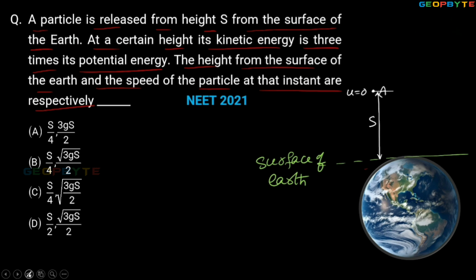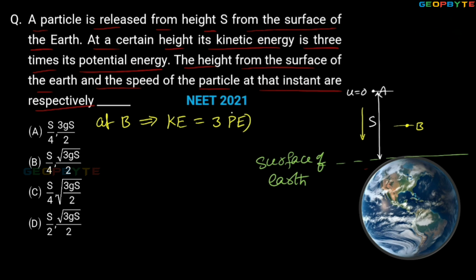Now that particle is moving towards the surface of the earth. At a particular instant, let that be point B. At point B, the kinetic energy is three times the potential energy. That condition is given. Then what is this instantaneous height h and what is the velocity at B?